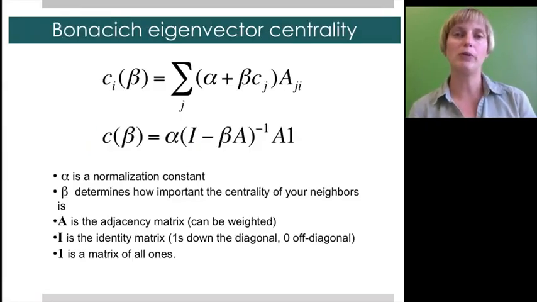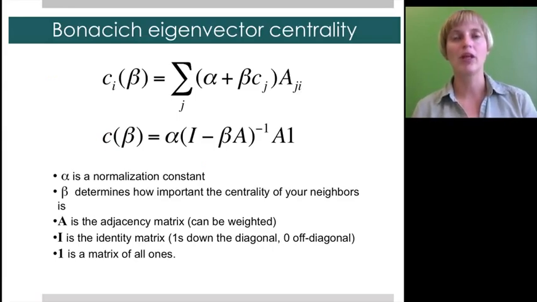One of the first people to apply eigenvector centrality to social networks was Bonacich. He wasn't happy with just the plain adjacency matrix. He wanted a parameter that he could vary, and he chose this parameter beta. What beta does is it says, how important is it that your neighbors are important versus just how many neighbors you have. So he was able to tune that.